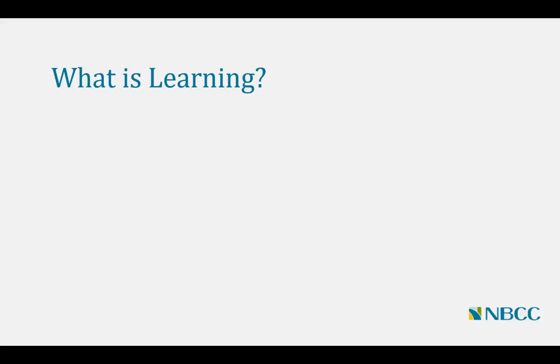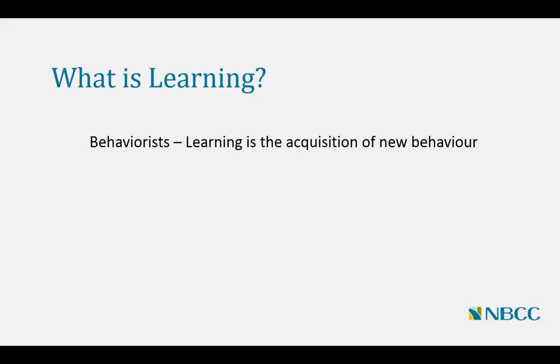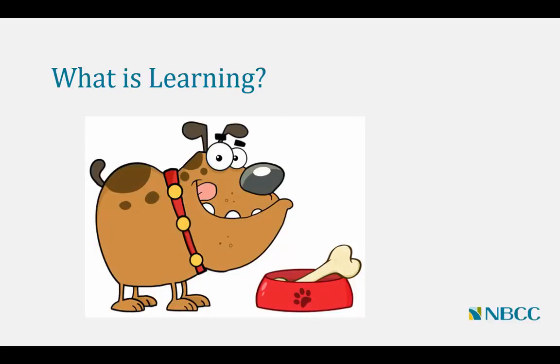There are many different theories about what learning is and how it's acquired. For example, behaviorists would define learning as the acquisition of new behavior. And they see the person as a blank slate, and all learning takes place in response to external stimuli. So, if your dog over time comes to associate the can opener with being fed, eventually the dog might drool whenever it sees a can opener. Well, that is a change in behavior. Is that learning?